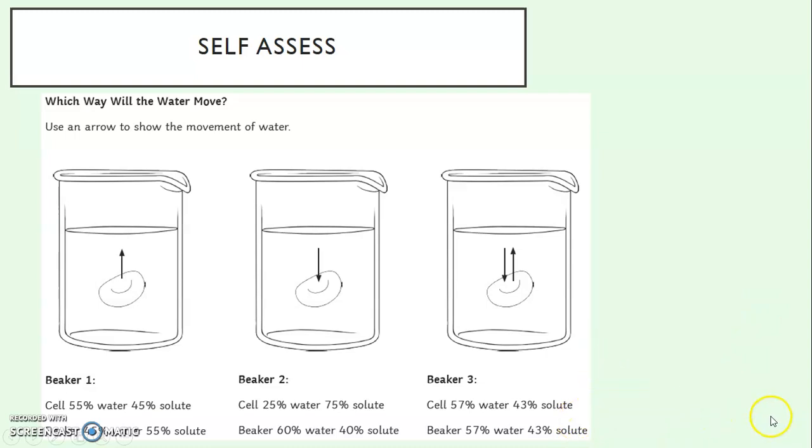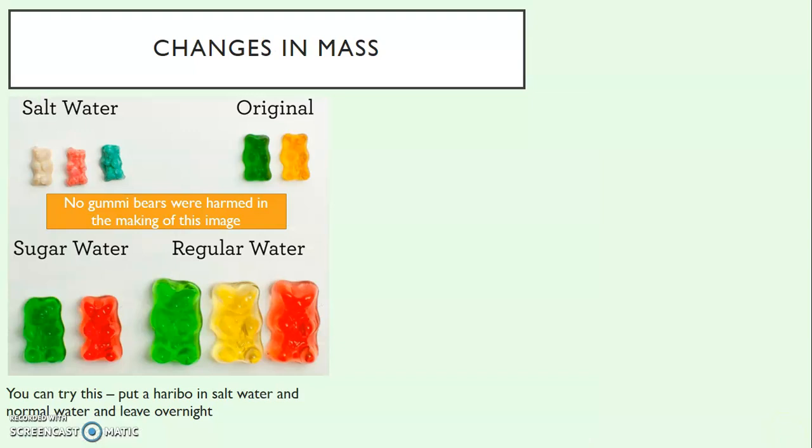Okay, so now we're going to look at another example of osmosis in action and changes in mass. Now, just to let you know, no gummy bears were harmed in the making of this image. And it is also something that you can try at home. Just make sure people at home are happy with you doing this and that you're not eating some Haribo that have been saved for a special occasion.